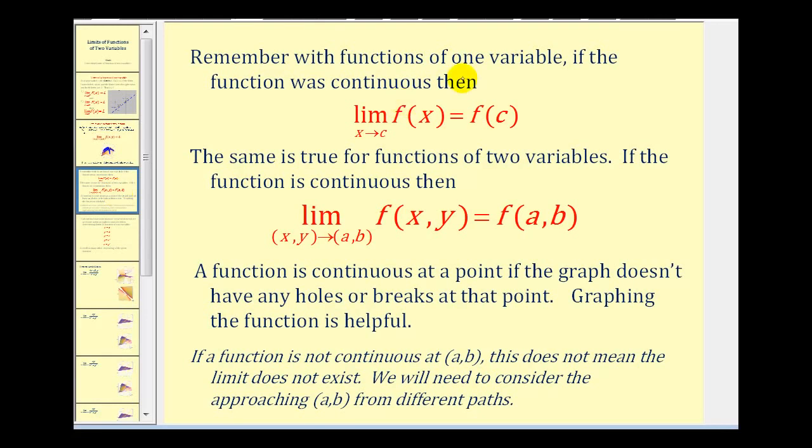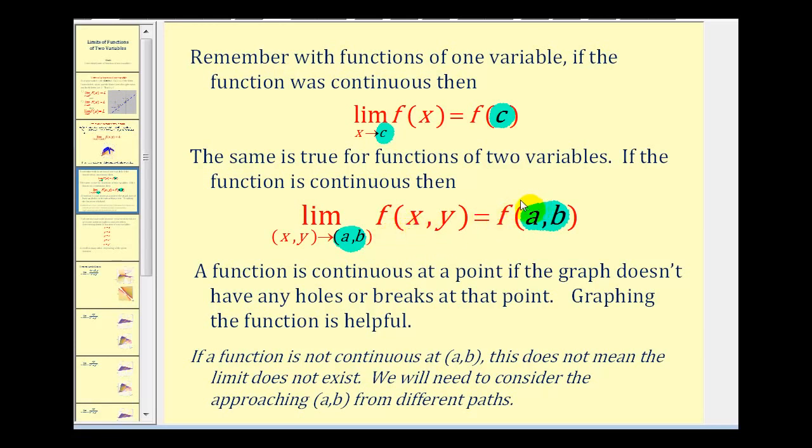Remember, with functions of one variable, if the function was continuous around the value of c, we could determine the limit by performing direct substitution. We took this value of c and just plugged it into the function if that function was continuous around that value. Well, the same is true for functions of two variables. If the function is continuous, then the limit as (x, y) approaches (a, b) of f of (x, y) is equal to f of (a, b) if we know the surface is nice and smooth and continuous.